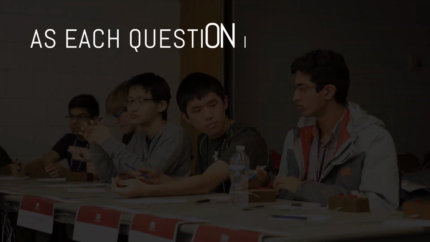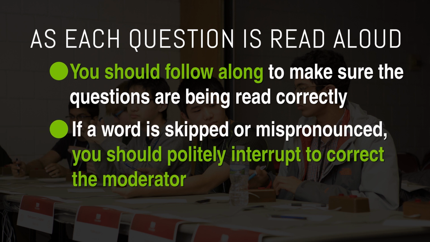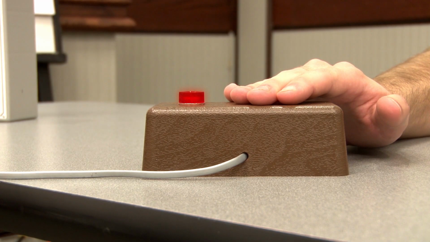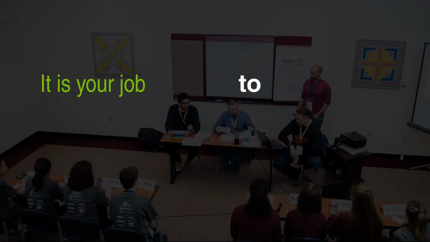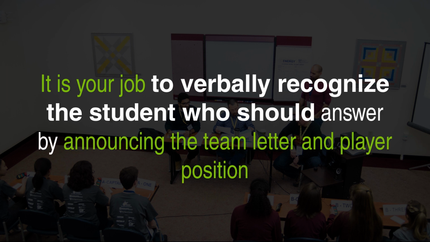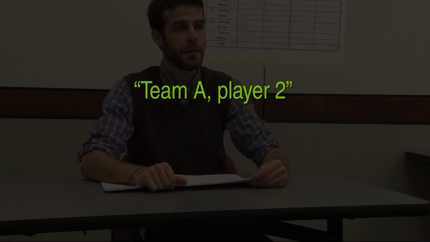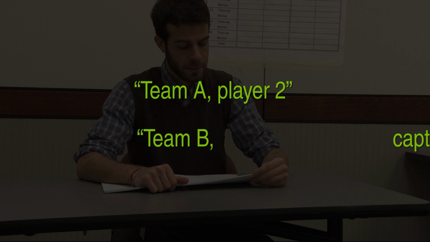As each question is read aloud, you should follow along to make sure that the questions are being read correctly. If, for instance, a word is skipped or mispronounced, you should politely interrupt to correct the moderator. When a team buzzes in to answer a toss-up question, it's your job to verbally recognize the student who should answer the question by announcing the team letter and player position. For instance, you might say, Team A, Player 2, or Team B, Captain.